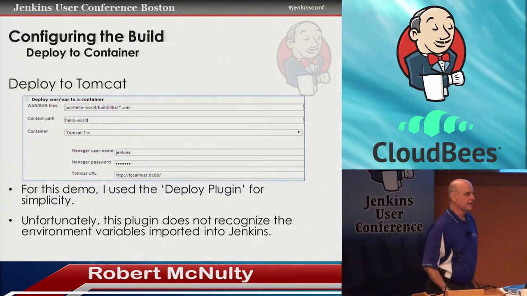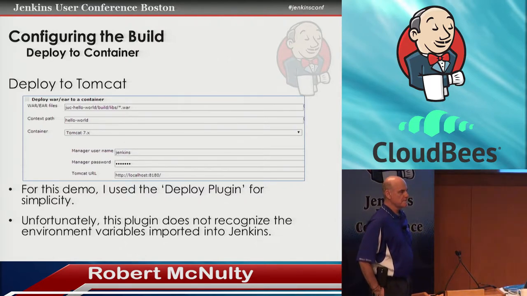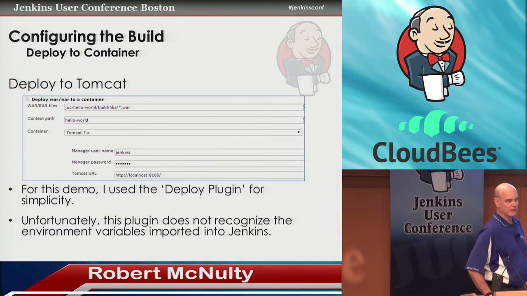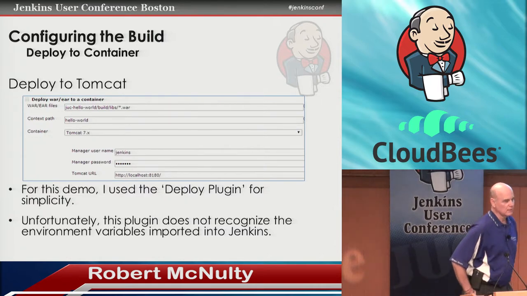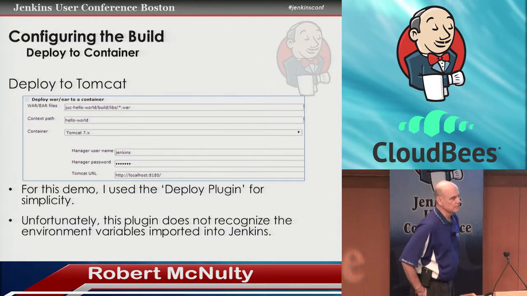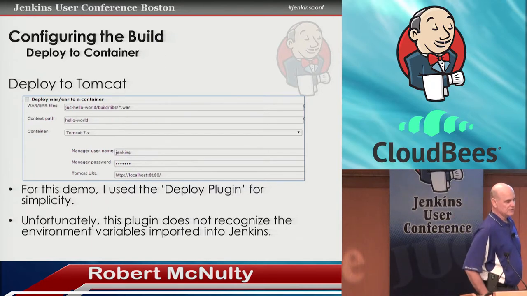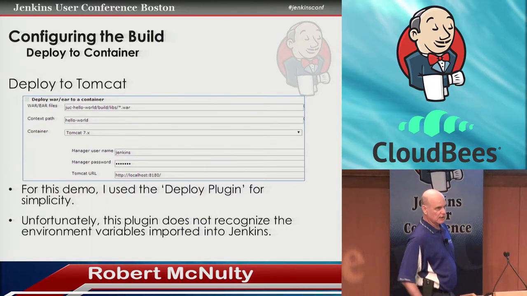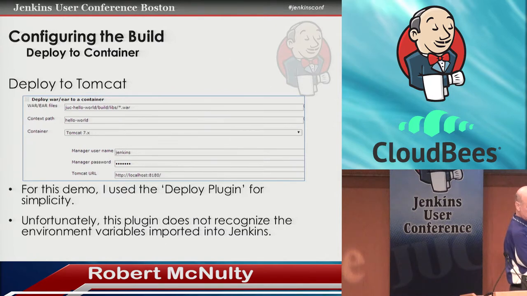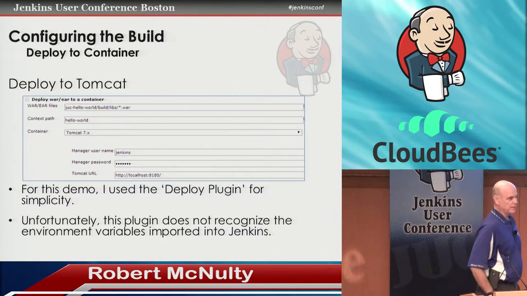So for deploy to Tomcat, for this example, I just used the deploy to a container plugin. However, I don't use this in the enterprise, because, from my experience, at least unless they've updated it, it doesn't recognize the environment variables imported into Jenkins. So for example, you have to hard code the path to the war. You have to hard code the context path, which I suppose would be fine.